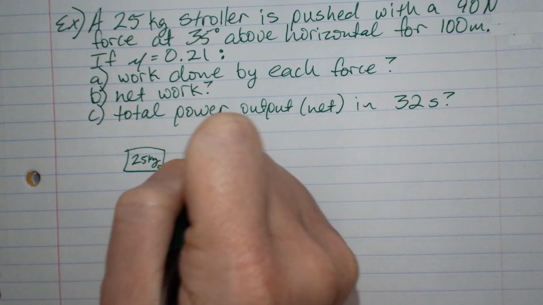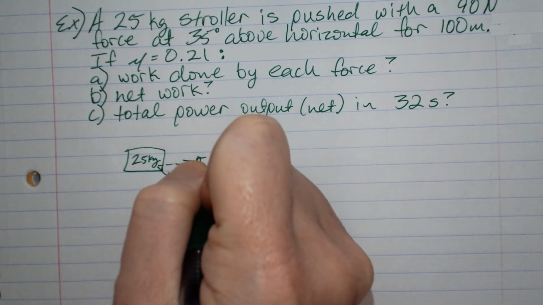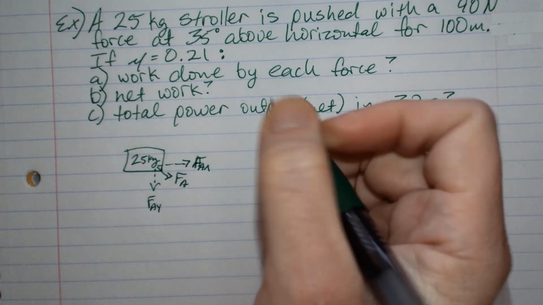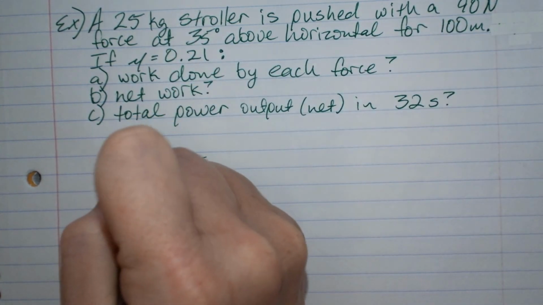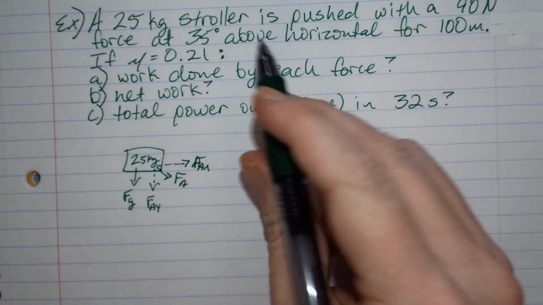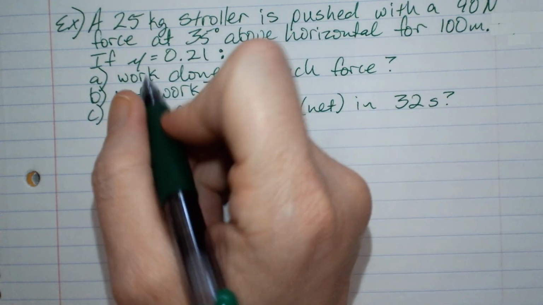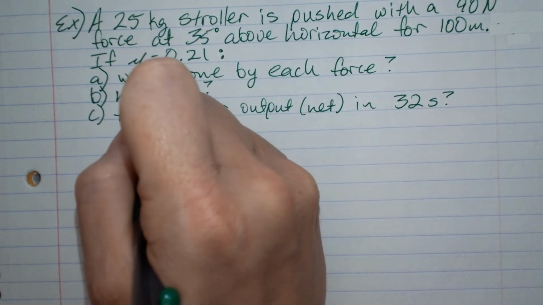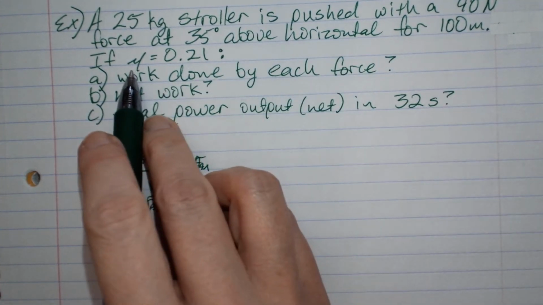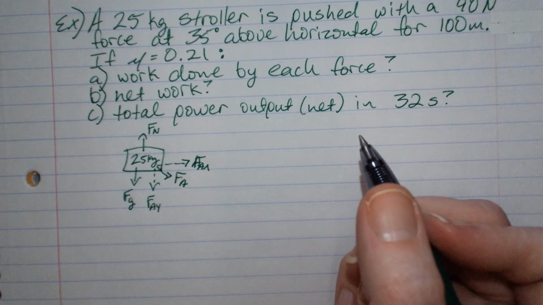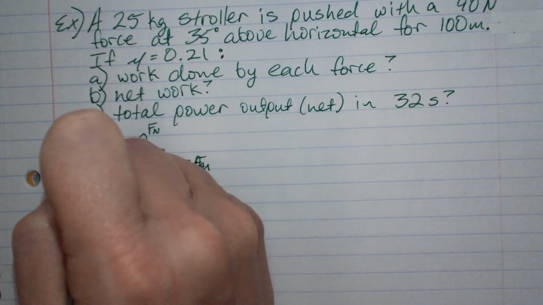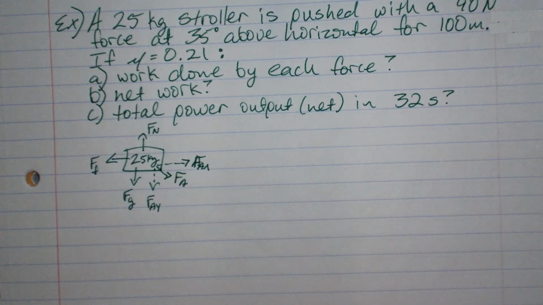So I have to break that up. So I have FAX and FAY. I know this thing has mass, so gravity is affecting it, so it has Fg. It's on a surface, so I have a normal force. And it's giving me a mu, which means I have friction. Friction must be directed in the opposite direction of my force applied, in the x direction along the sidewalk.